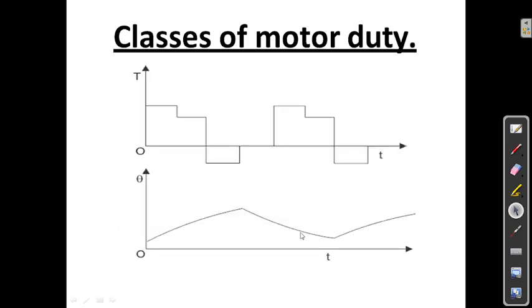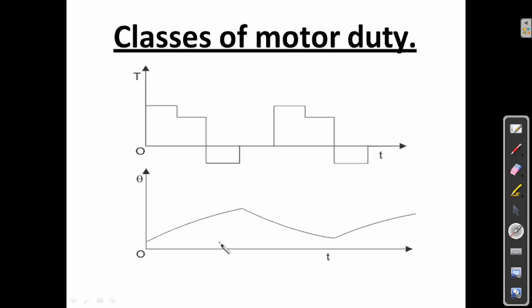This is the waveform. See, if it is intermediate starting, then the waveform is like this. Then if it is braking, it will go in the reverse direction, so it will go to the negative. Likewise, after that it will have a rest. There is no running stage. Then it will again start, then it will go for braking. Vice versa, it will happen. The same thing goes for theta also.